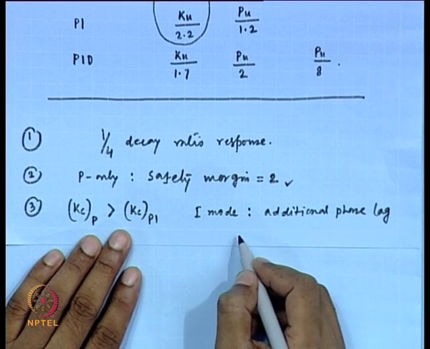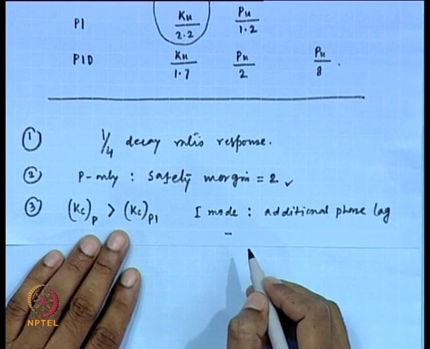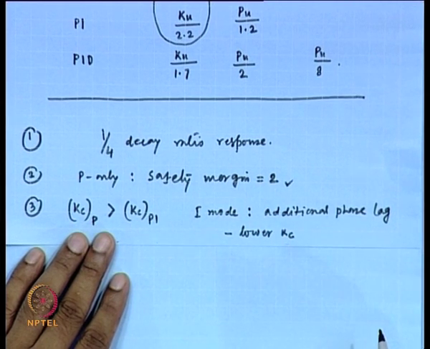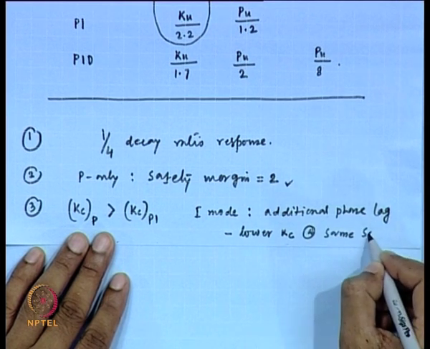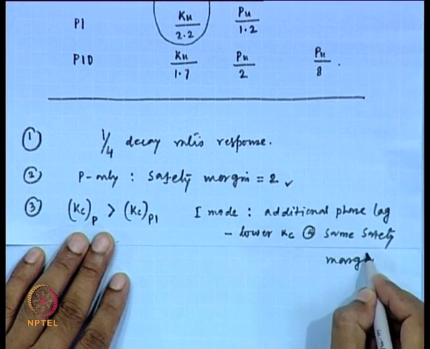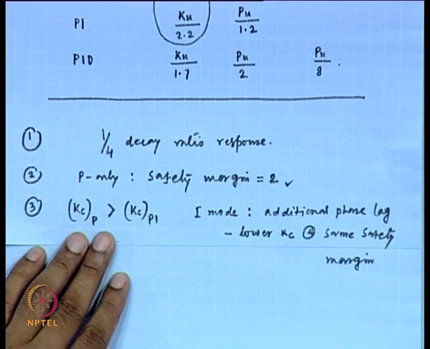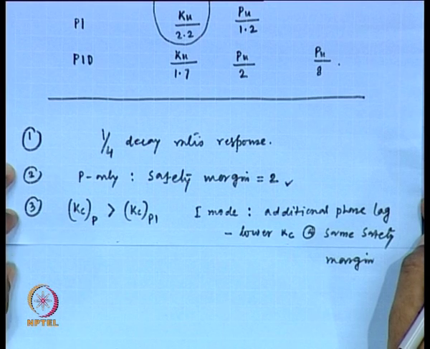Another important point is that lower Kc maintains approximately the same safety margin. Fine.